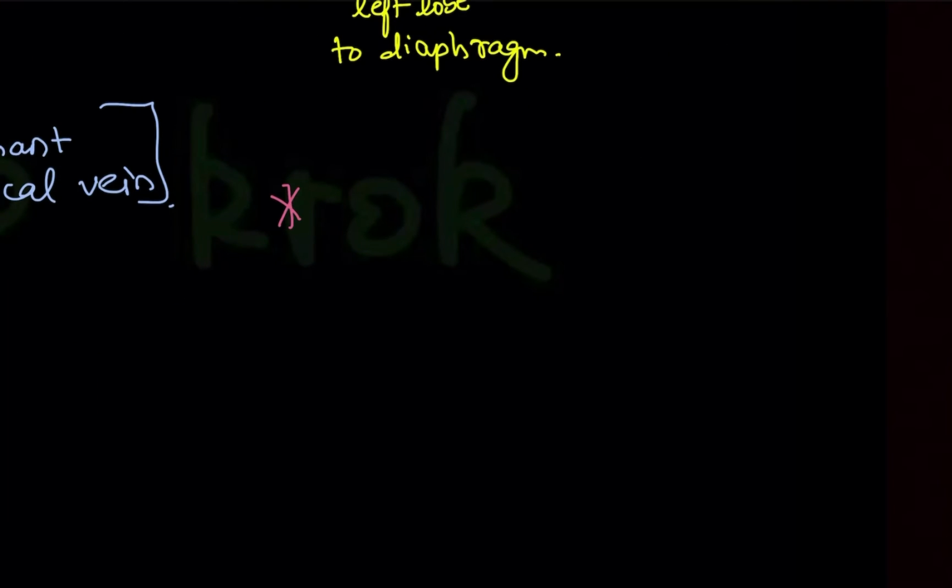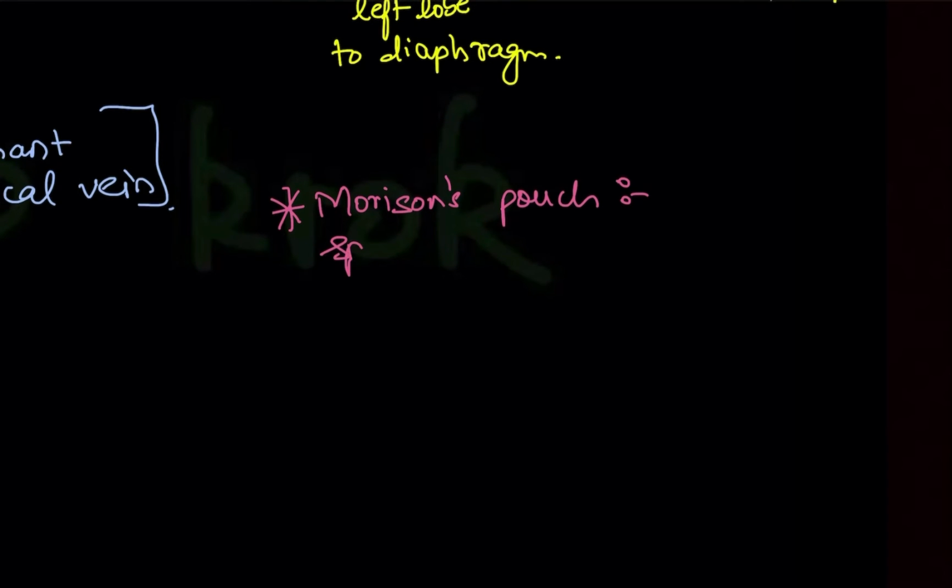Now there is something called Morrison's pouch. We are done with the ligament part. This is an important pouch that you should remember. What it is, first let's know that. It is a space between the visceral surface of the liver and the right kidney.